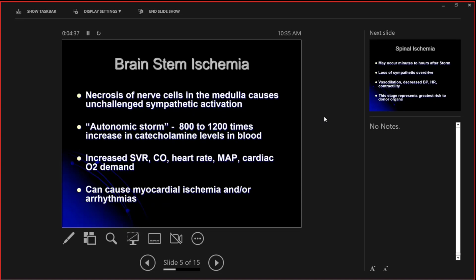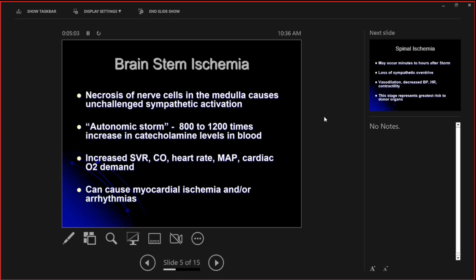Brain stem ischemia causes necrosis of the nerve cells in the medulla, which is the middle part of the brain stem. This causes unchallenged sympathetic activation. What that does is create what we call the autonomic storm. And the autonomic storm is where you release about 800 to 1200 times the normal levels of catecholamine in the bloodstream. You release this all at once, and that's the so-called catecholamine storm.